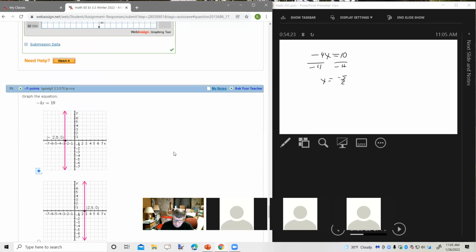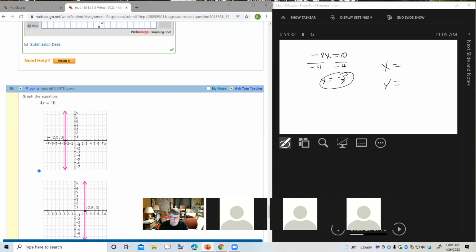Okay with that? So again, if it only has one variable, but it's not in the form of x equals a constant or y equals a constant, solve it so it is in that form, and then that'll tell you where to draw your line. So sooner or later, you got to know where to draw the line, right?